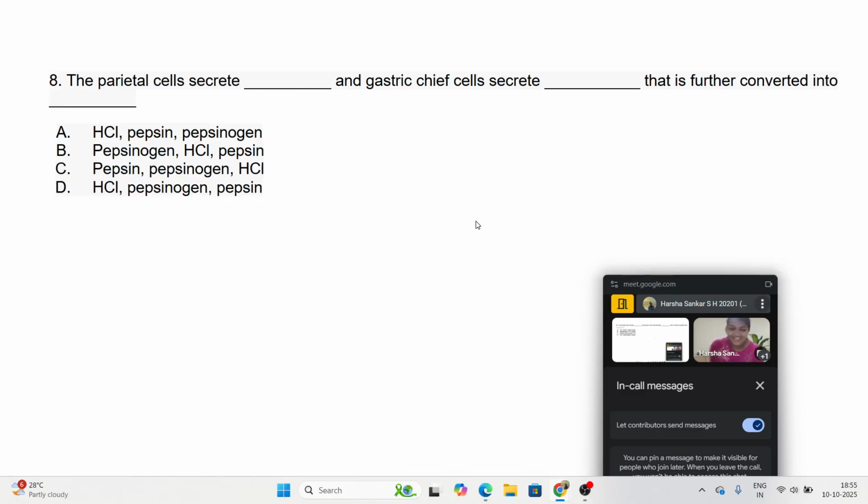That's what I said, because that is inactive, right? Inactive, then getting converted into something active, because finally it should be in the active form. Then only protein digestion can occur. So the correct answer is parietal cells secrete HCl, gastric chief cells secrete pepsinogen. Further, it will be converted into pepsin.